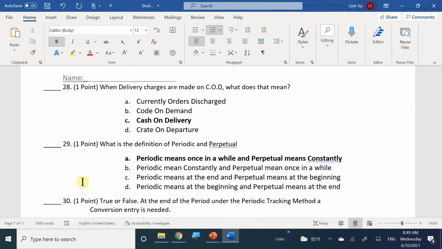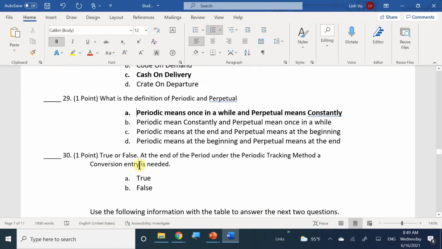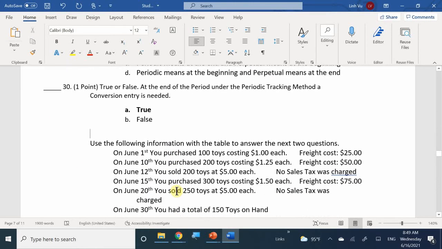Okay. All right, true or false? At the end of the period, okay, under the periodic tracking method, a conversion entry is required or is needed. True? That is true, right? When we dive into perpetual, you won't need one. Okay. So let's go ahead and practice this little example here.